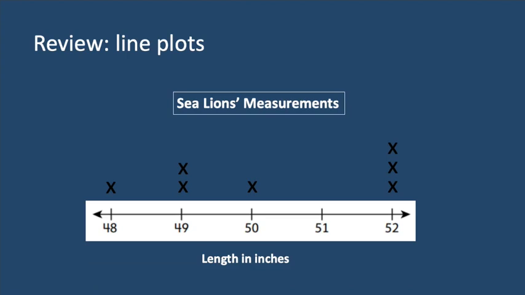It includes a title to tell what the graph is about, and a label to tell what the numbers mean. For this line plot, the numbers show the length in inches, and numbers greater or less than those in the data set don't need to be included. However, all the numbers between the greatest and least number in the data set must be included. So here we included the number 51 because it's between 48 and 52. Even though we didn't have any sea lions that measured at 51 inches, we still had to include it.